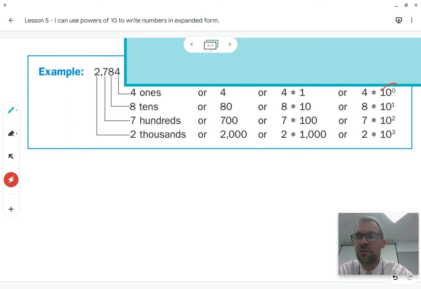So 10 to the 0 power is 1. So this is the same as 4 times 1. Okay? Let's just go with that for now. All right. So how can we use this information to write this number 2,784 in standard form?